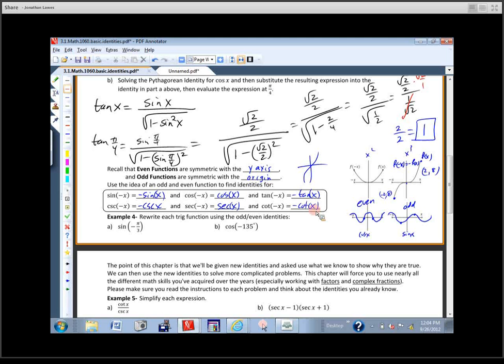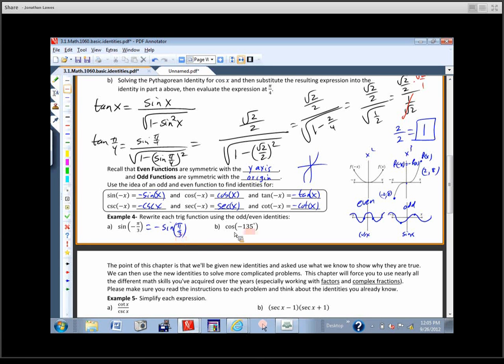And then just a couple simple problems. Rewrite each trig function using the odd and even identities. So the sine of negative pi thirds is exactly the same as, it's kind of like, this isn't technically what's happening, but it's the net effect. Pull the negative out front. That's it. Now, does it say evaluate? Does it say tell me what the sine of negative pi thirds is? No, it doesn't. But we do know they're the same.